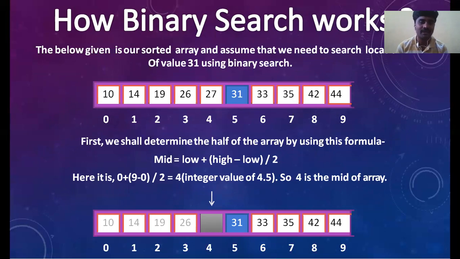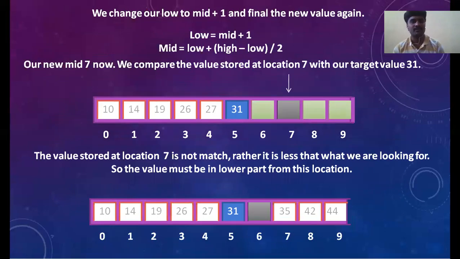So with low equal to 0, that gives 9 by 2, which is 4.5. The integer value of 4.5 is 4, so 4 is the mid of the array. The value at location 4 is 27. So we change our low to mid plus 1.